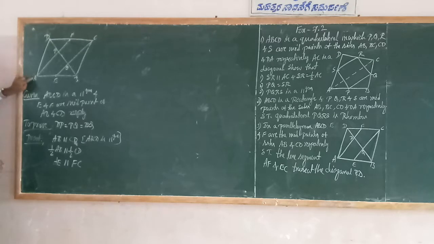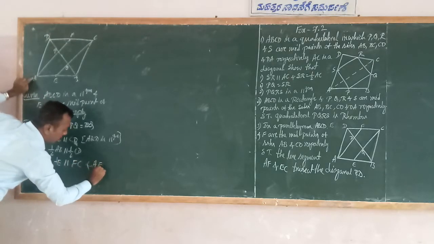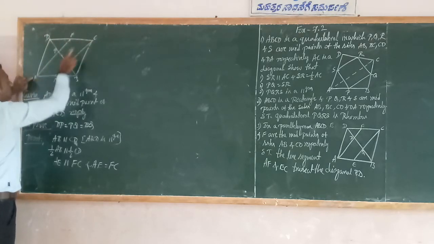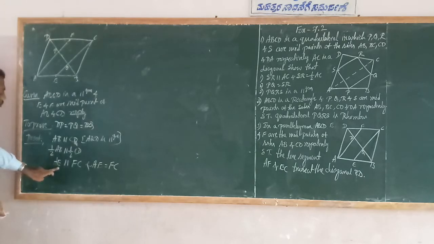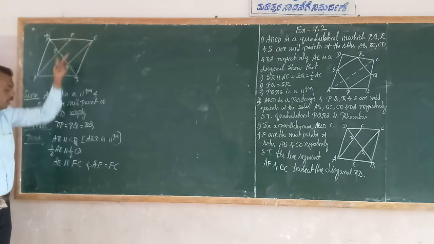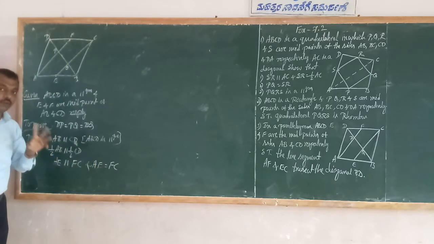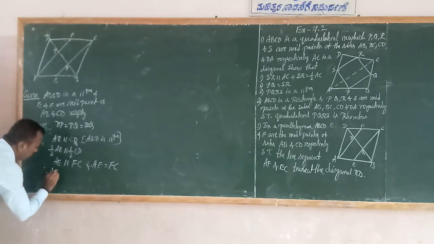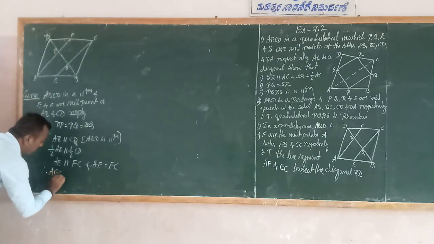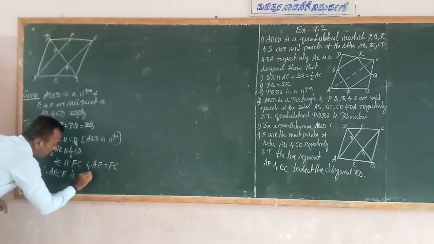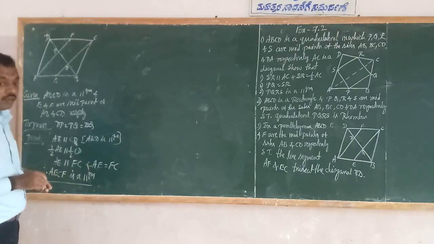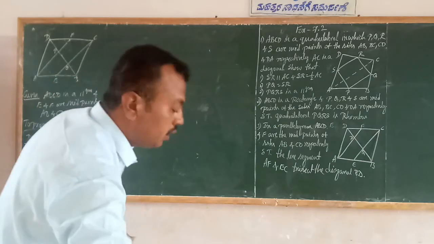AE is parallel to FC, and AE is equal to FC, because E is the midpoint of AB and F is the midpoint of DC. Therefore, AE is equal to CF. So, AE is parallel to FC and AE is equal to FC. In any quadrilateral, if one pair of opposite sides are equal and parallel, then it is called a parallelogram. Therefore, AECF is a parallelogram. First we have to prove that AECF is a parallelogram, then after that, we have to consider the next step.